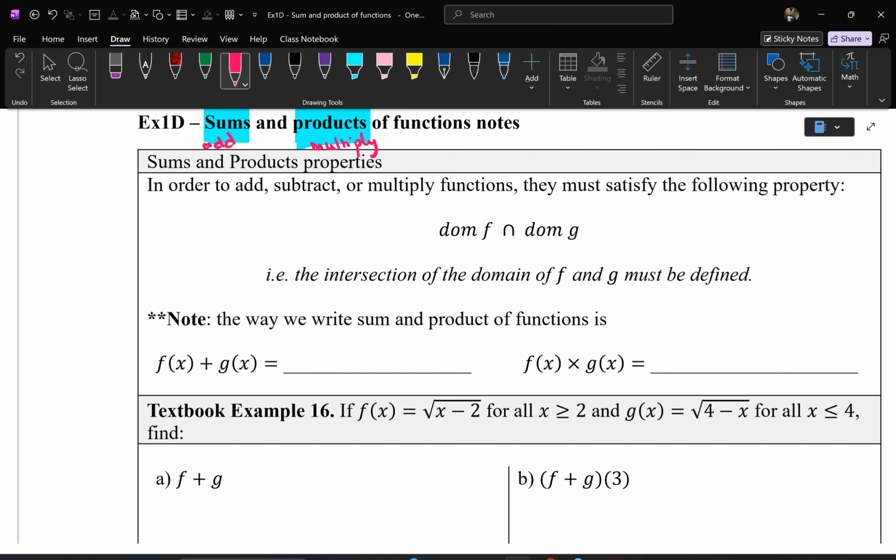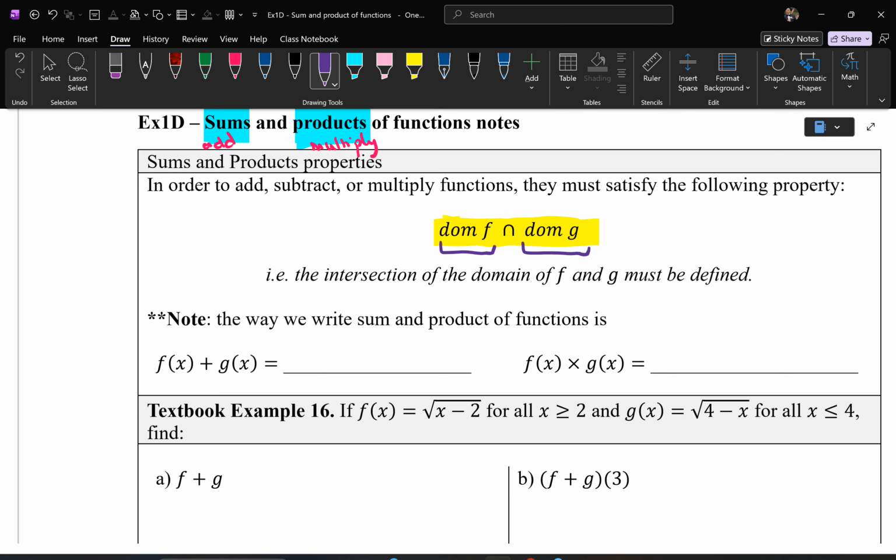So, the definition. In order to add, subtract or multiply functions, they must first satisfy something, and this is your key definition. In order for sums and products of functions to exist, meaning if you type it on a calculator or on Desmos and for it to actually sketch you a graph, this has to be true. I'll show you on Desmos later to clarify that point. It just means that the domain of the first function needs to also be in the domain of the second one. Then you can add or subtract those two values.